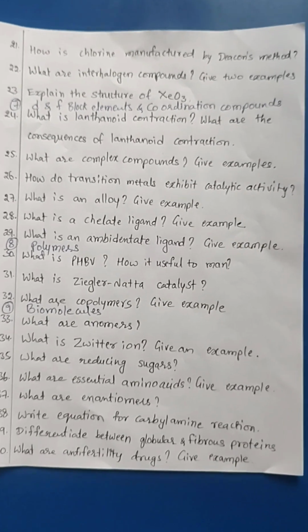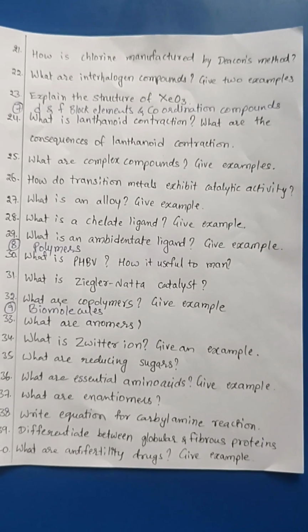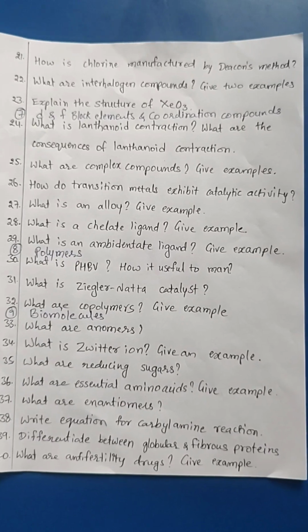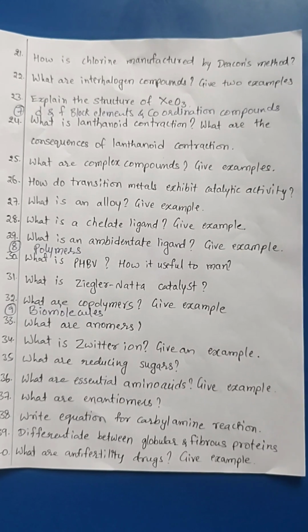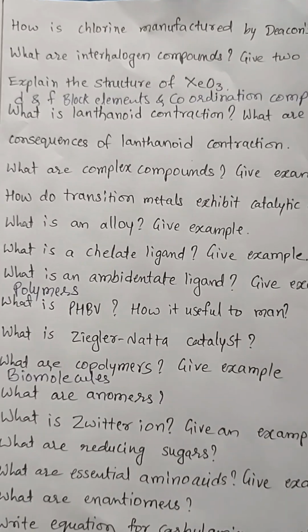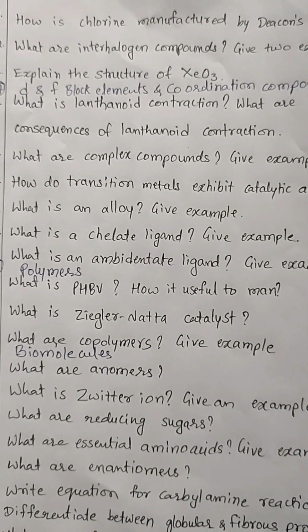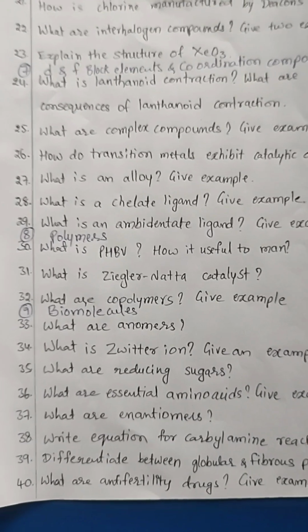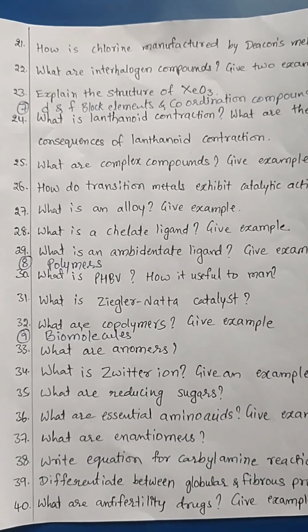How is chlorine manufactured by Deacon's method? What are interhalogen compounds? Give two examples. Explain the structure of xenon trioxide. These are the important questions from P block elements chapters.